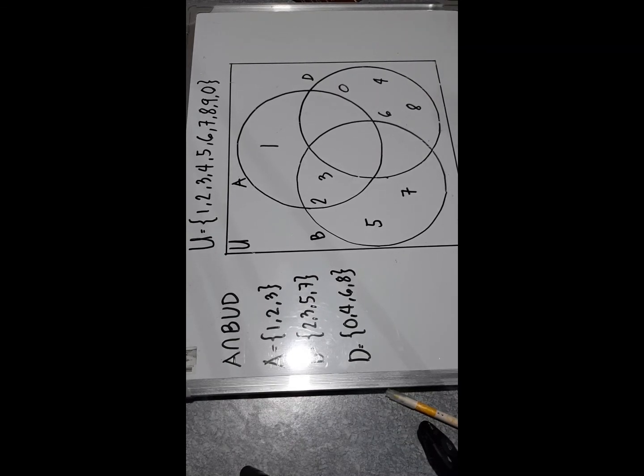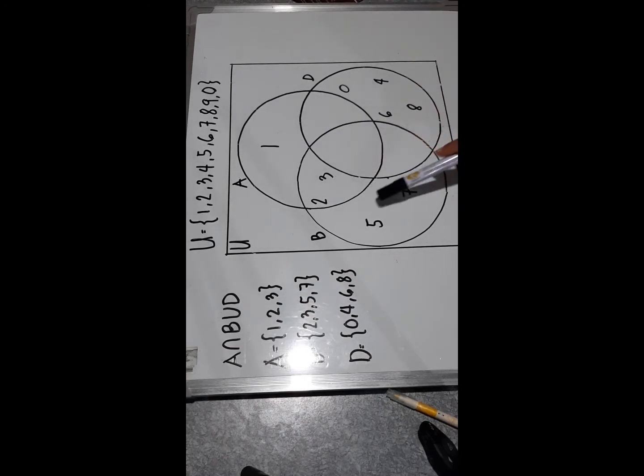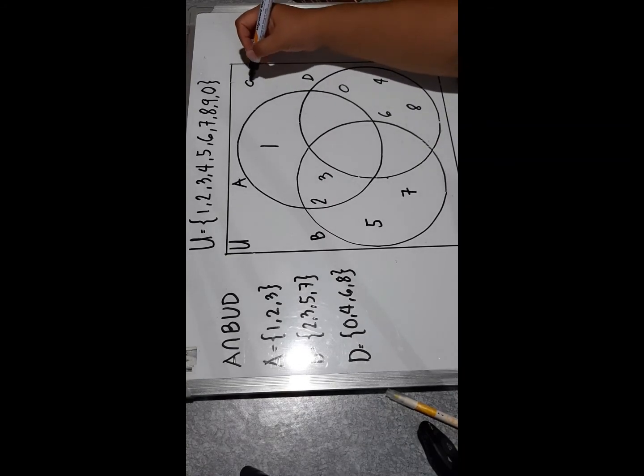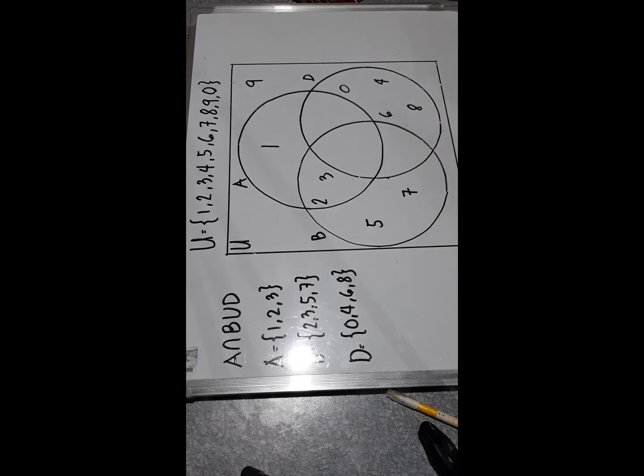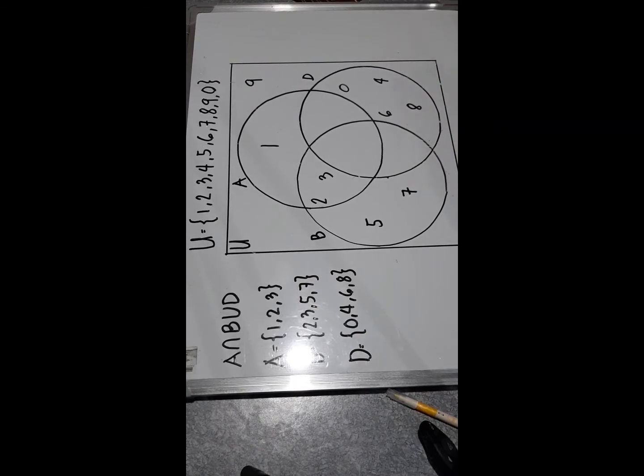So, let us see what is missing to complete the universal set. So, we have 1, 2, 3, 4, 5, 6, 7, 8. So, we do not have 9 yet. So, you write 9 here. Okay. Or any part of the universal set, not only inside the circle.